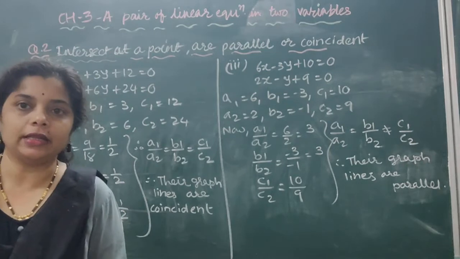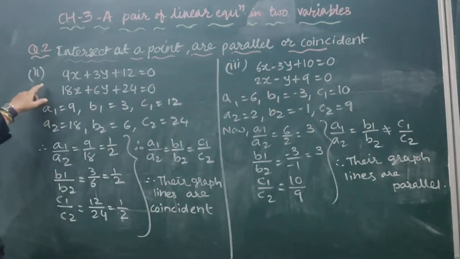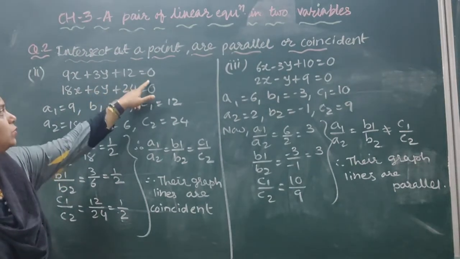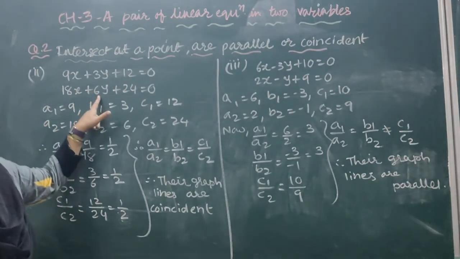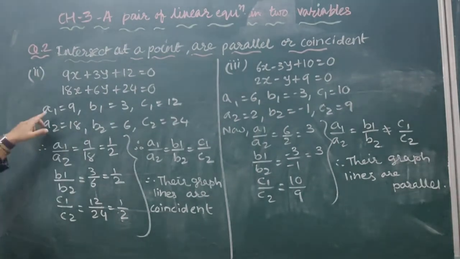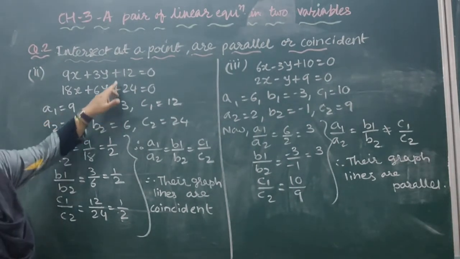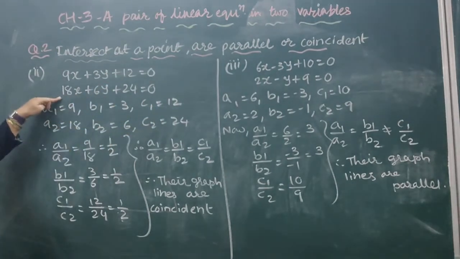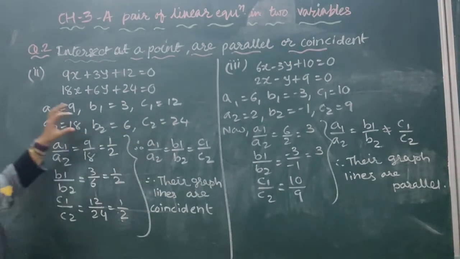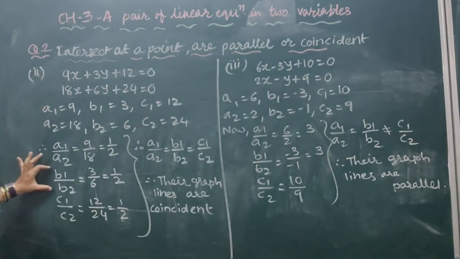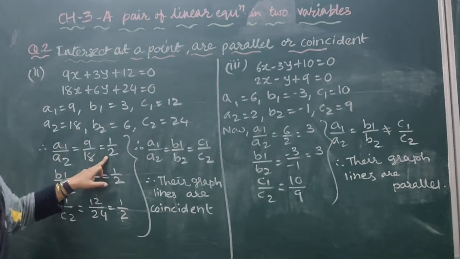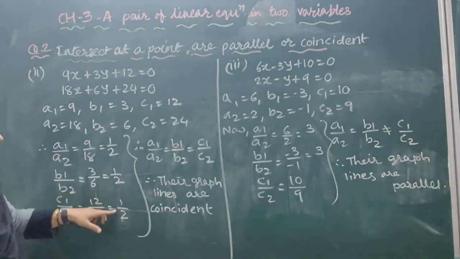Now let's see the second part of the second question. 9x plus 3y plus 12 is equal to 0. 18x plus 6y plus 24 is equal to 0. So here a1 is 9, b1 is 3 and c1 is 12. a2 is 18, b2 is 6 and c2 is 24. After taking the ratio and cancelling the common factor, you will get the same number: 1 by 2, 1 by 2, 1 by 2.